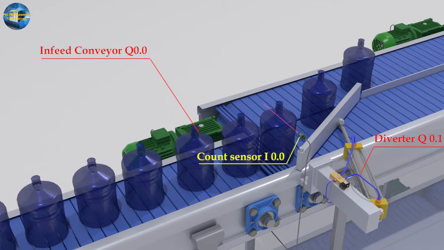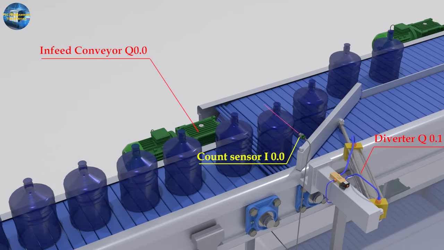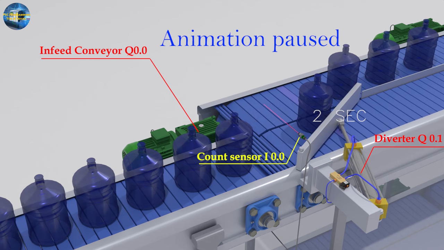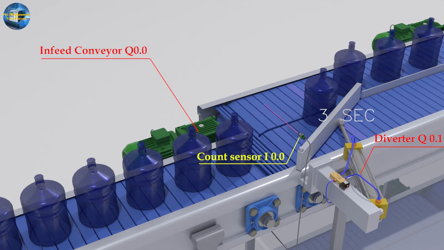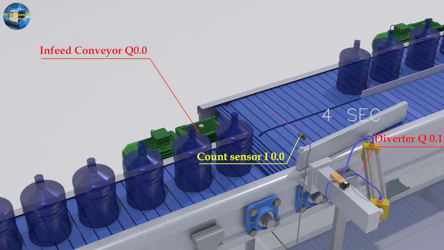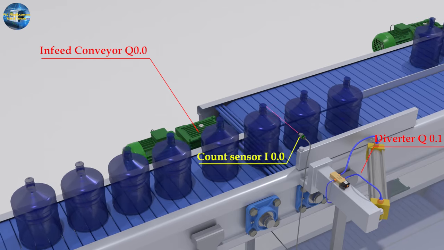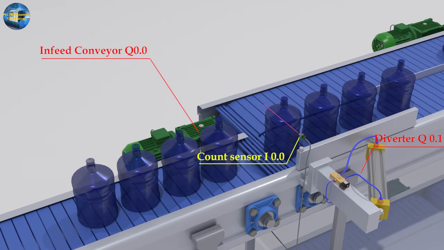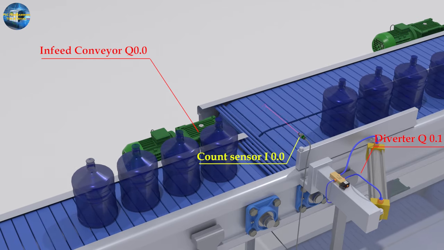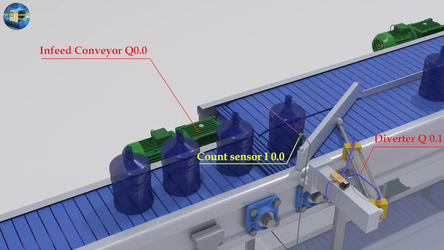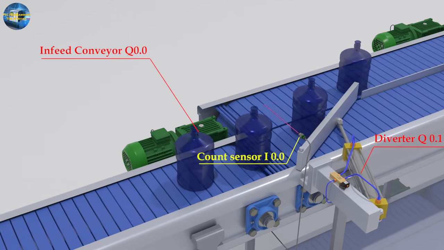conveyor starts again. Again, 4 bottles will be counted by the count sensor for the right side, and once the 4 bottles are transferred onto the right side conveyor, the infeed conveyor should stop immediately and the diverter should come back to the left side after a 4-second delay by turning off the Q0.1 PLC output for the diverter pneumatic cylinder. And this cycle of dividing bottles onto the conveyors should repeat itself indefinitely until we stop this process.